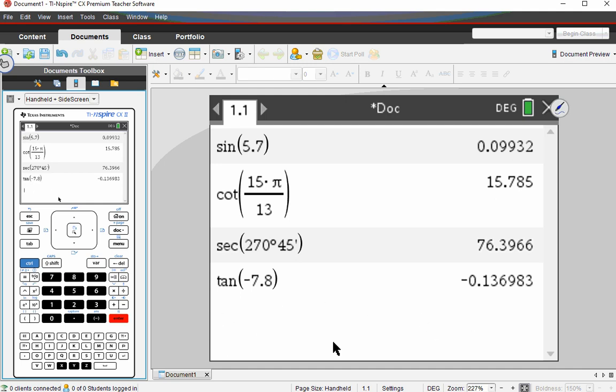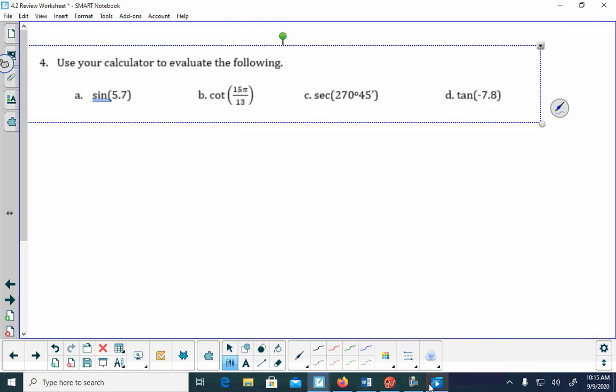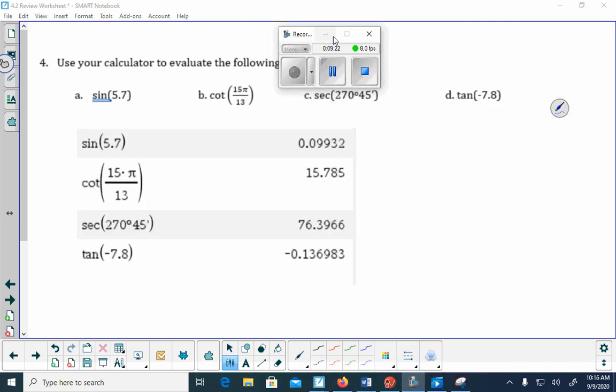And I get negative 0.1369. So those are my answers. And I'm going to bring them over here. So give me a second to do that. So there I've brought all the answers over so you can see what I typed in my calculator to get those answers.